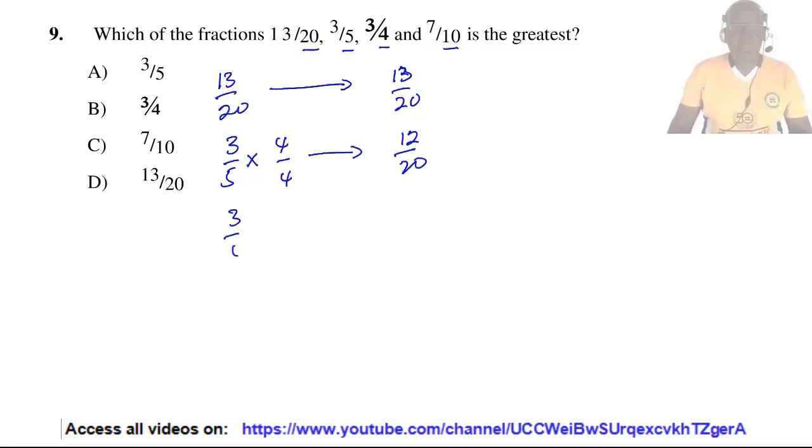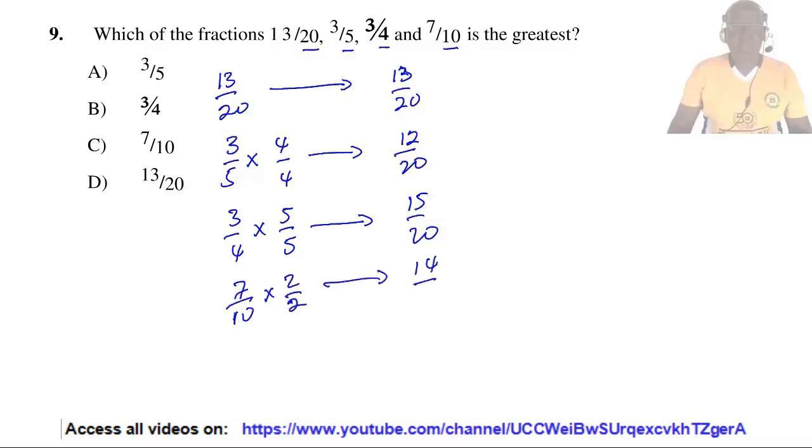For 3 over 4, multiply by 5, divide by 5. We shall get 15 over 20. And then for 7 over 10, by 2 by 2. So 14 over 20. Now the denominators for the fractions are all the same. So we shall compare the fractions using their numerators. Now the greatest among the numerators is 15. So that's the highest, which corresponds to 3/4. So the answer is B.